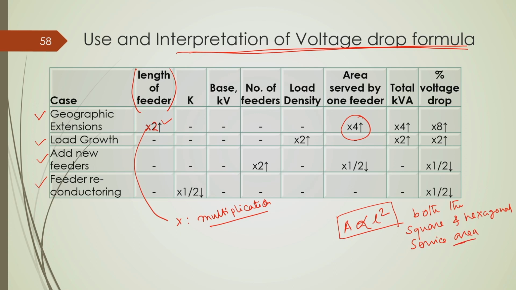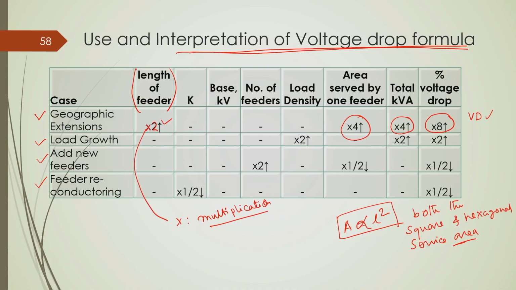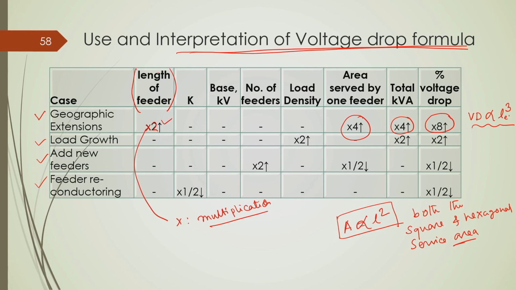Okay. So, that means if we make the feeder length twice the actual length, the area that the feeder can serve, the feeder service area, will be 4 times the actual feeder area, and this will also increase the kVA or load that the feeder can serve, and this will increase the voltage drop to 8 times the actual voltage drop, because already you know this voltage drop V d is proportional to effective length cube. Okay. If the length of the feeder is increased twice, the voltage drop will be increased 8 times, which is of course not permissible. So, that is why if we increase the length of the feeder, it will have a direct impact on the voltage drop.